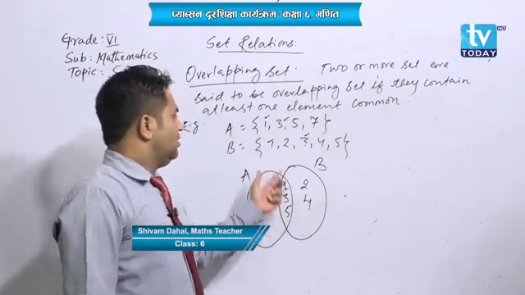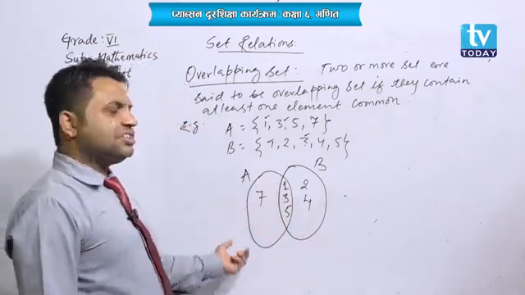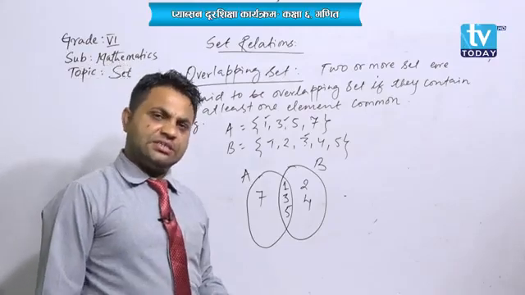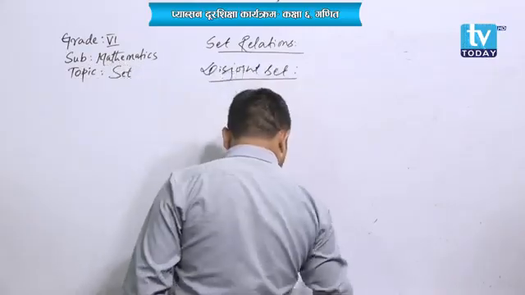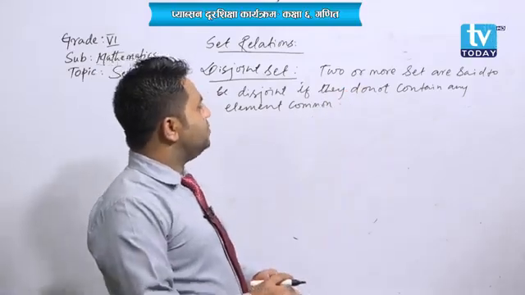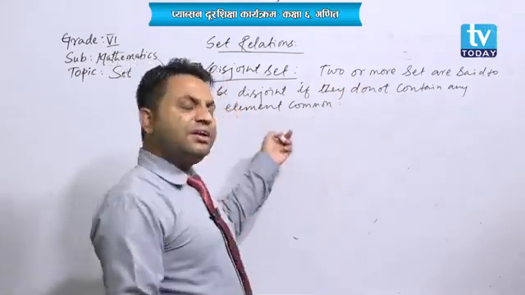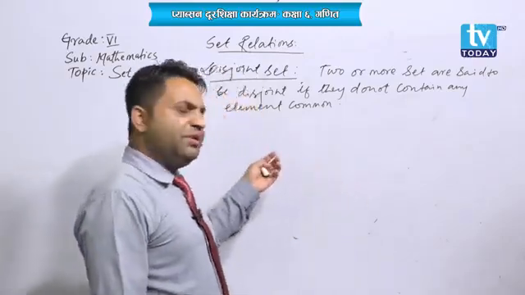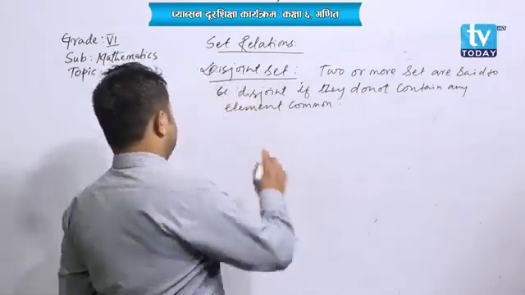Is that clear? So this type of set is called an overlapping set. All right, disjoint set. Two or more sets are said to be disjoint if they do not contain any element common. There won't be any element common.